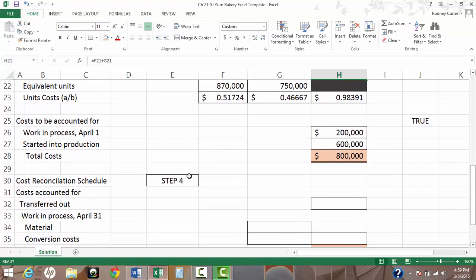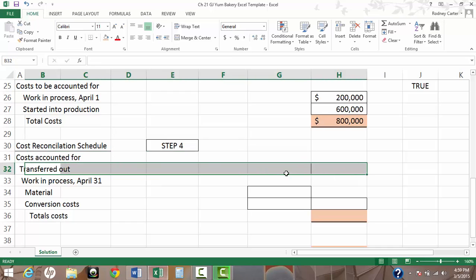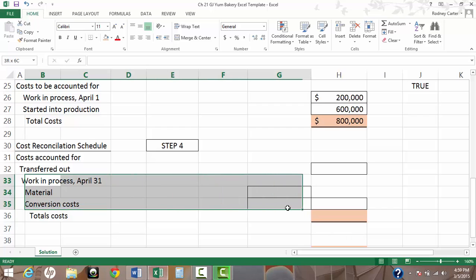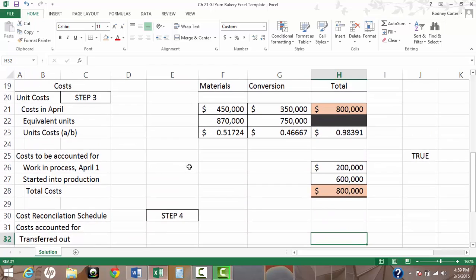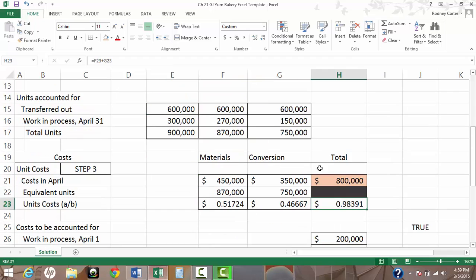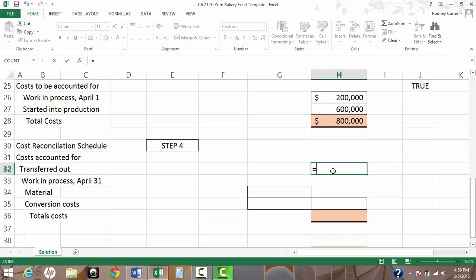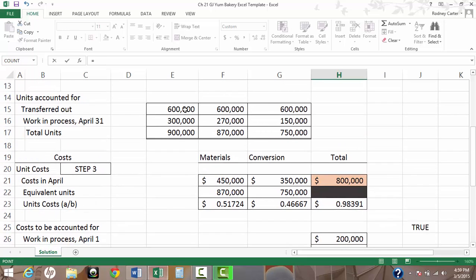Now, when we look at step 4 here, we're trying to find out the dollar value of the units that were transferred out and the dollar value of WIP. How do I do this? Well, I know that 600,000 units were transferred out, and I know the unit cost per equivalent unit. So all I'm going to do here is say 600,000 times 98 cents.